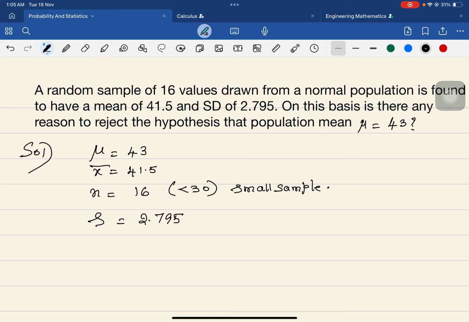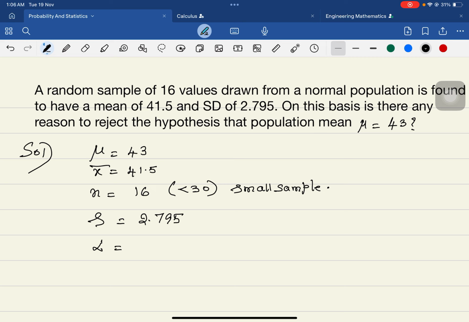2.795. And is there reason to reject the hypothesis that the population mean mu is equal to 43? So here he has not mentioned whether it is less than or greater than or something. So what is alpha here now?